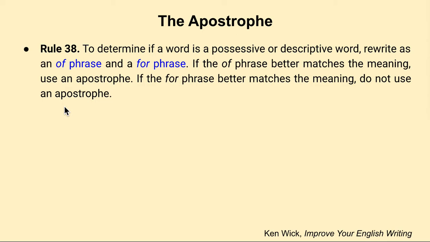Like I've said in other videos, sometimes seeing the examples after reading the rule really clarifies the rule. That way you can look at the example, go back, read the rule, and everything hopefully will be clarified. So if you have a question whether you should use an apostrophe or not, rewrite as an of or for phrase and see which one better matches. If it's the of phrase, use an apostrophe. If it's the for phrase, you don't. So let's look at some examples.